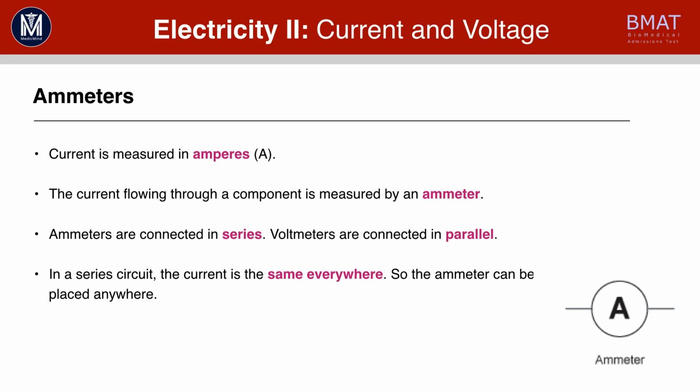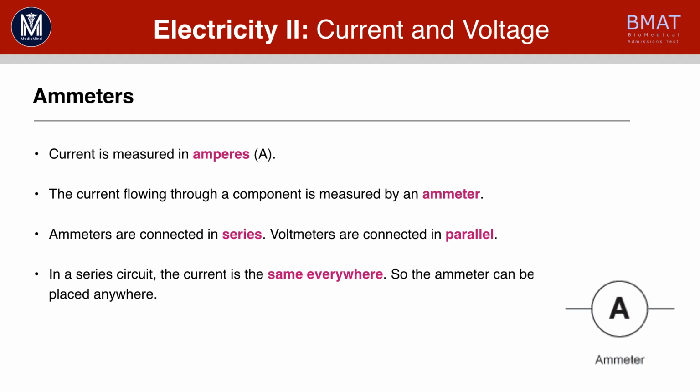Whilst we can use voltmeters to measure voltage, we can similarly use ammeters to measure current. Current is measured in the form of amperes. 1 amp means that 1 coulomb of charge is travelling per second. Remember, current is the rate of flow of charge. The current flowing through a component is measured by the ammeter, and ammeters are connected in series, in line with components. Whereas remember, voltmeters are connected in parallel.